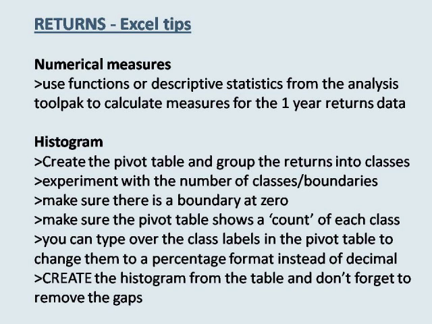Also, if you get a funny value for the class boundary that should be 0, this is just a quirk of Excel. The number shown can be very close to 0, but feel free to replace it with a 0 by typing over the labels. Turn your pivot table into a histogram and don't forget to format it, including making the gap width 0.